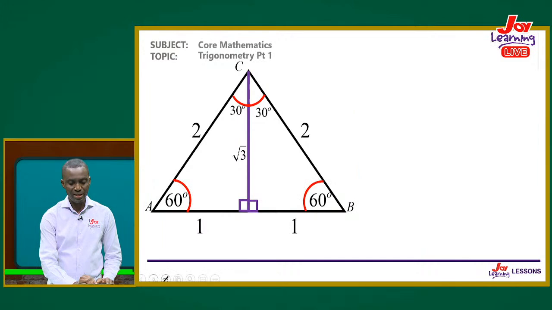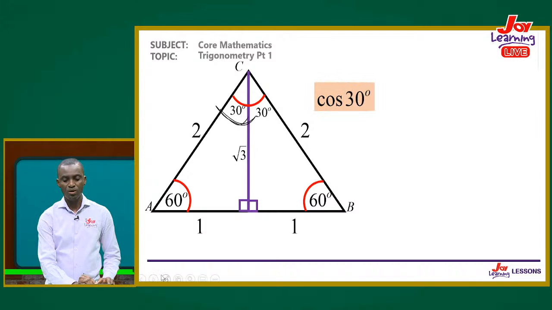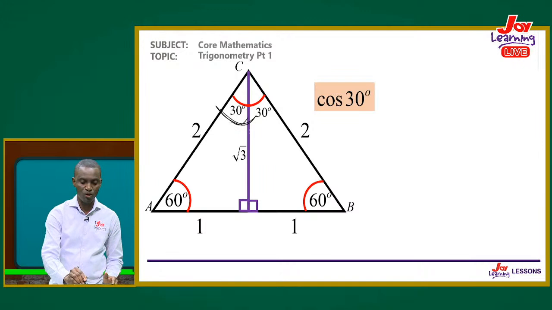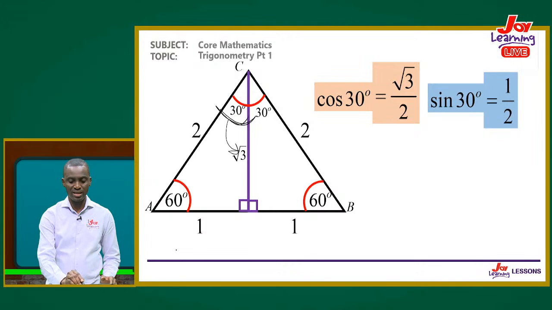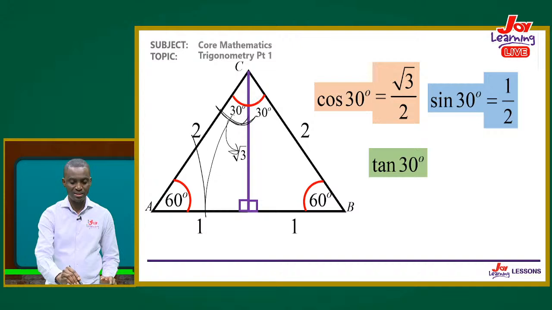Then how do we do the same thing for 30 degrees? So again, if I pick cos 30, I will say cos ka adjacent. Adjacent of 30 is root 3 over the hypotenuse, and that will give me root 3 over 2. Then if I do the same thing for sine, I get 1 over 2, because sine says opposite over hypotenuse, and so I get 1 over 2. Then tan 30 will be opposite of 30 over adjacent.